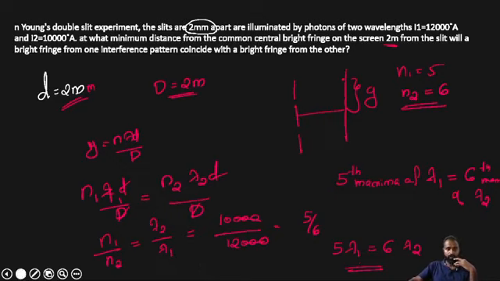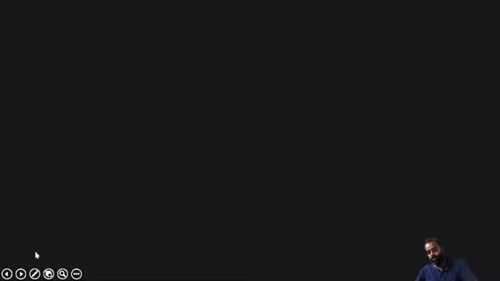Next, I am introducing another modification, not a new topic, another modification. In this modification, I am discussing optical path and how the YDSE experiment changes when an extra glass slab or any optically transparent medium is introduced, how the pattern changes if we introduce an extra material into the YDSE experiment.